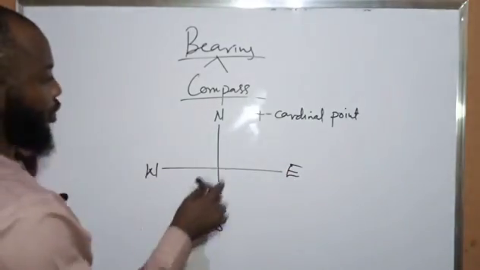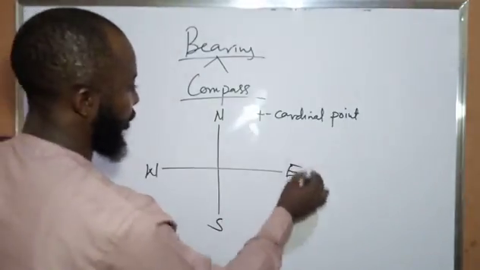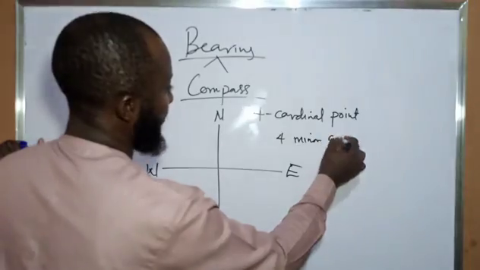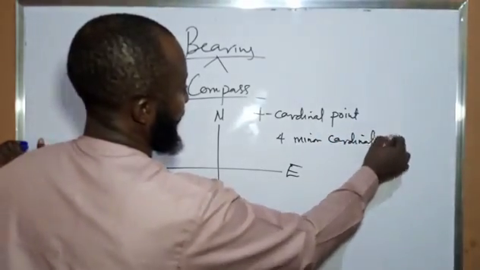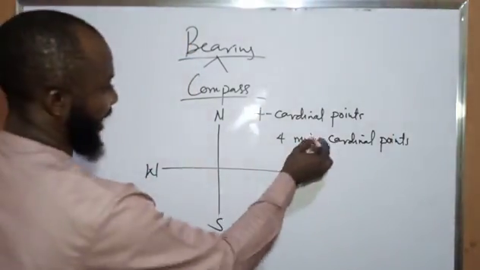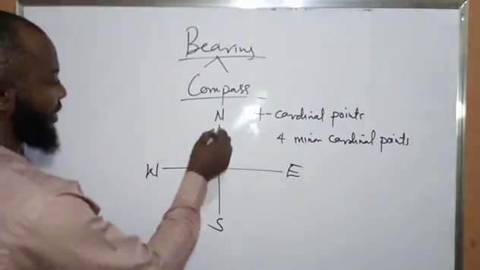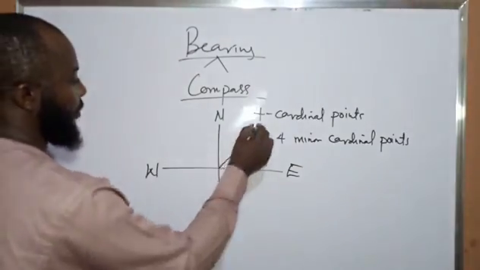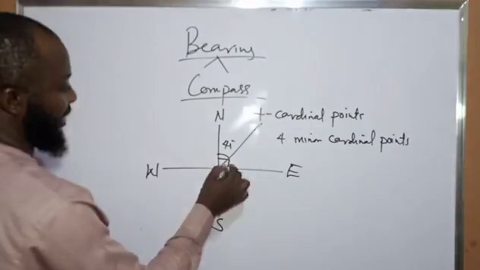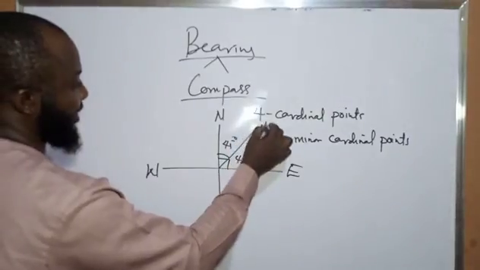Now, apart from this, we also have minor ones. These are the major cardinal points, and we also have what we call minor. There are 4 minor cardinal points as well, and they are in between the north, east, south, and west. From here to this place, this is the minor. Since this is 90 degrees, this is 45 degrees. So this is what we call northeast.